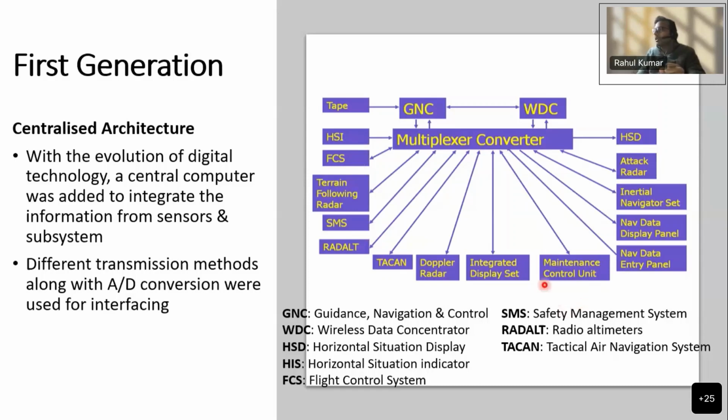However, this architecture requires lots of conversion, that is digital to analog and analog to digital conversion, for interfacing with the computer. So the centralized architecture had a simple design and software could be written easily, but they needed long data buses or wires to connect all the subsystems to a single computer.